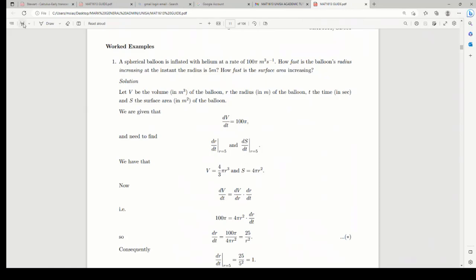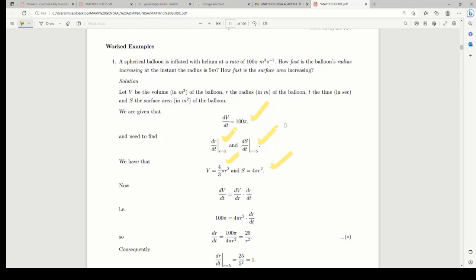You guys can see here, let me just highlight some of the stuff quickly. You are given dV/dt here, in yellow, and it's 100 pi. You are required to find the instantaneous rate of change of the radius with respect to time, and also the instantaneous rate of change of the surface area with respect to time, given that the radius is 5 meters. You know from your early encounters with surface area and volume that these are the formulas for volume and surface area.